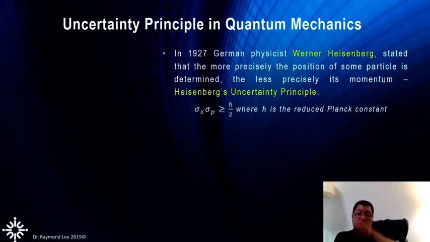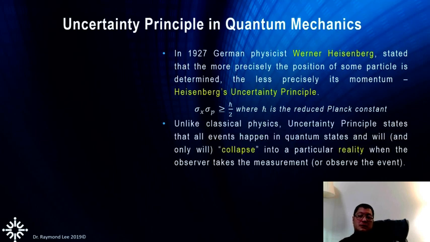So in terms of mathematics, something like this: the uncertainty in position and the uncertainty in momentum, when they come together, should be bigger than or equal to the Planck constant over 2, which means it won't be zero. All the time it is positive, which means all the time you must have error in the observation. So unlike classical physics, the uncertainty principle states that all events happen in a quantum state and what we call collapse into a particular reality when you take an observation.